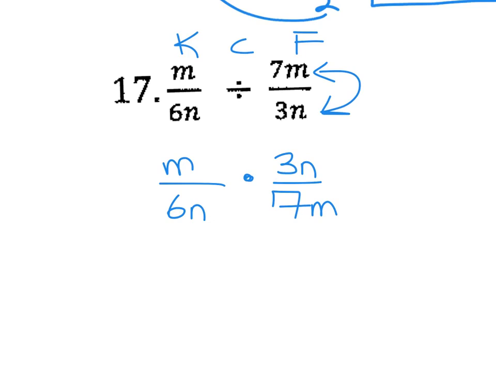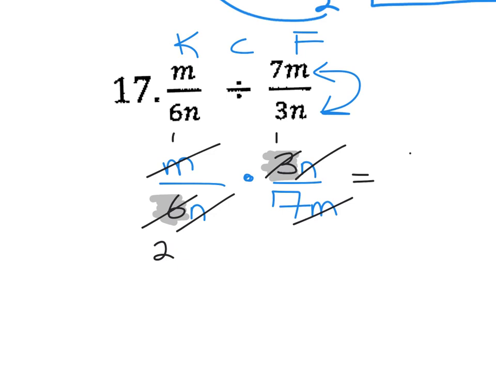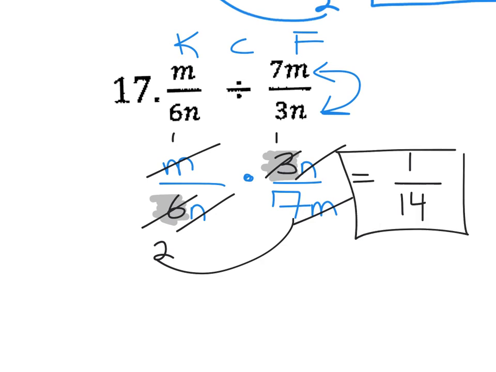Now I can simplify. So anything divided by itself is 1, so m over m on the top, m on the bottom, cancels out to 1. N on the top, n on the bottom, cancels out to 1. And then I can look at my regular numbers. I know that I can simplify and divide 3 and also 6 by 3. 3 divided by 3 is 1, and 6 divided by 3 is 2. Okay, so now at this point on the top, I just have 1 times 1, which is 1. And on the bottom, I just have 2 times 7, which is 14. That's my answer.